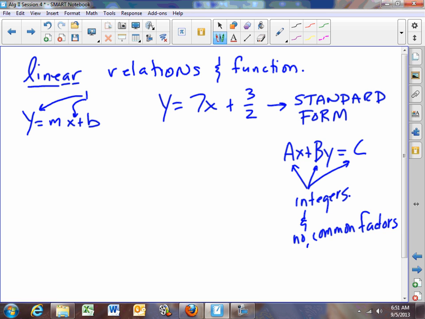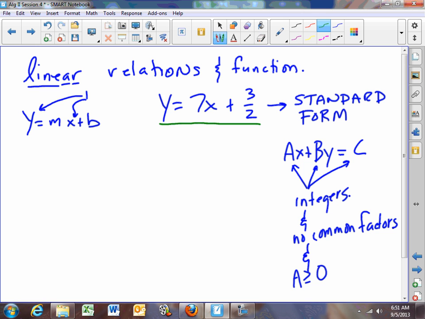And we want A to be greater than or equal to 0. In other words, if A is negative, then you should multiply through by -1 to get A to be positive. And that would make the equation be in standard form. Now, as an example, let's just go ahead and take this linear equation that I have written for you here, and let's put it in standard form.